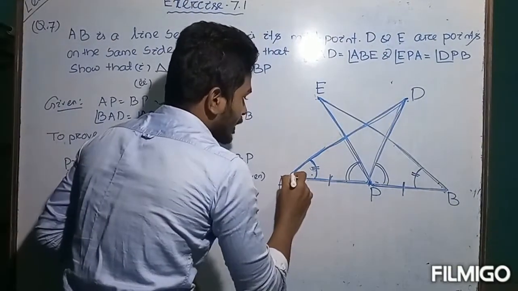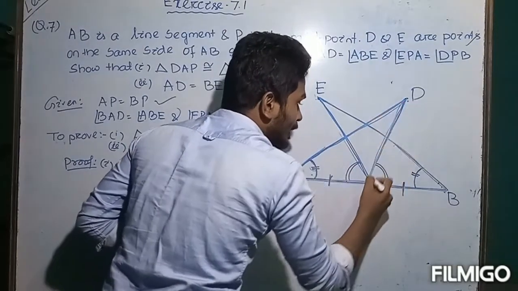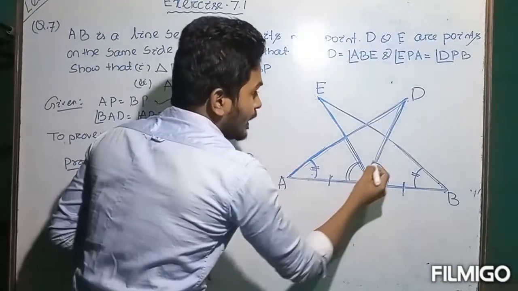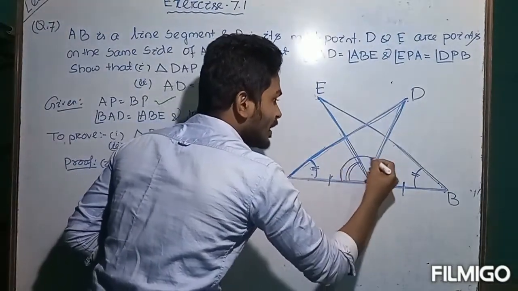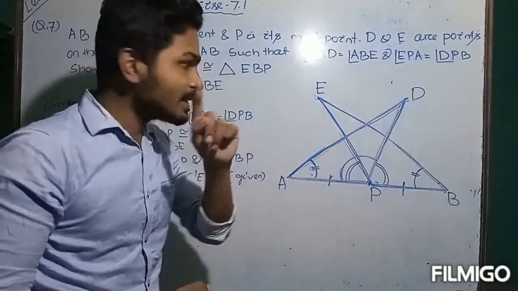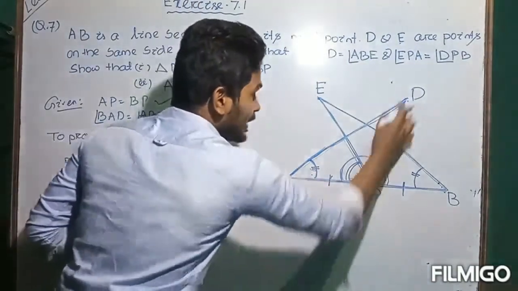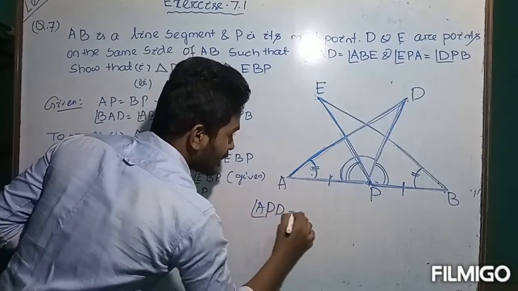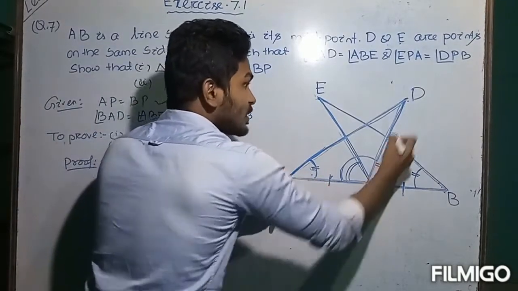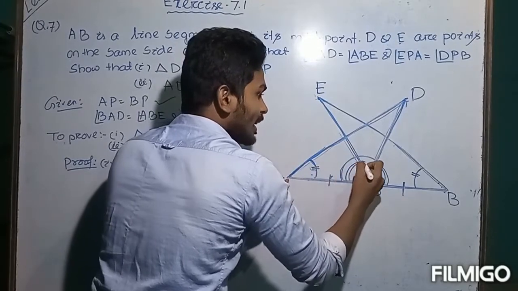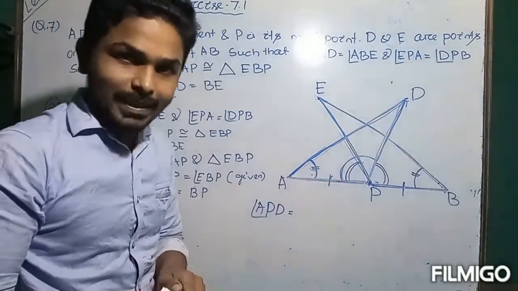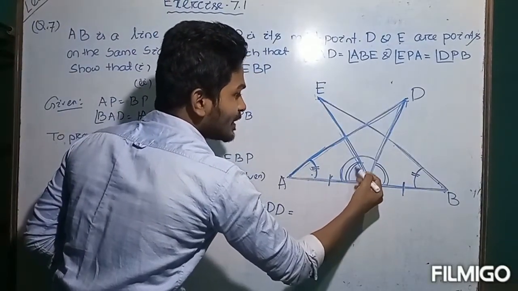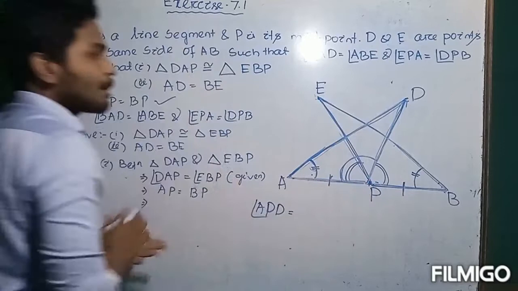Third condition. Okay, let's see. In this triangle ADP, this is the angle P. This total is the angle P. Yes or no? Yes. So this angle is known as APD. Just understand it. So can we write this total angle is equal to this small angle plus this angle? Can we write it? Yes, we can write it. So this angle means EPA.